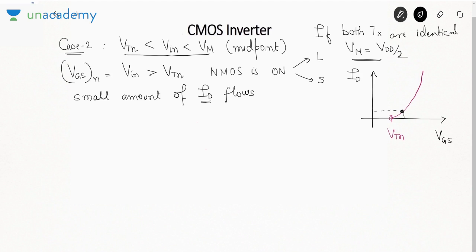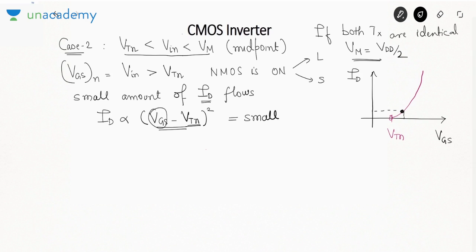If a small amount of current ID flows, you can also understand it like this. In saturation region, ID is proportional to (VGS minus VTN) squared. If this difference is small, that means you have just increased the voltage above VTN, so the current will be small. So I am saying a small amount of current flows.